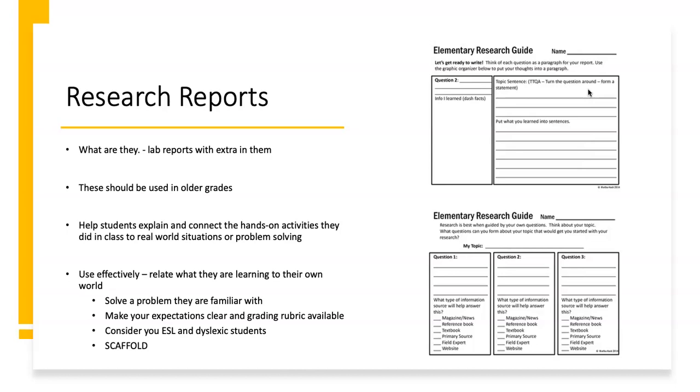So here you see on the right an elementary research guide. This teacher is helping them identify the question, how to create a topic sentence, and then what they learned in sentences to create the paragraphs for their research report. And below that, you can see the students are learning to identify their references and record the references. You really have to do this step by step and break down that research report, particularly if it's the first time they've ever done it.